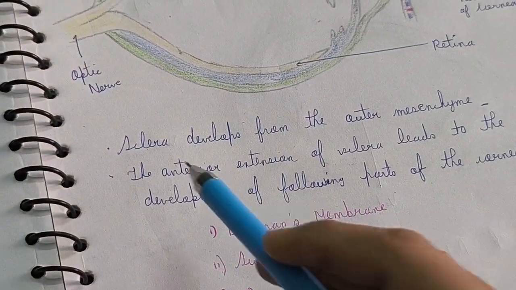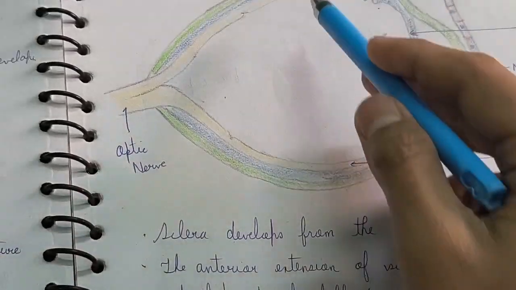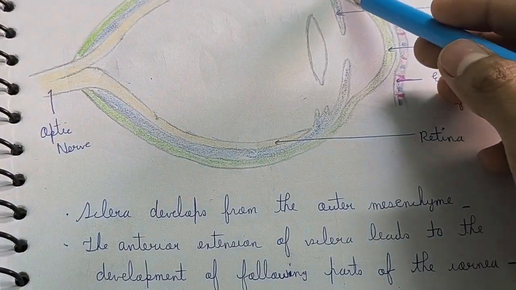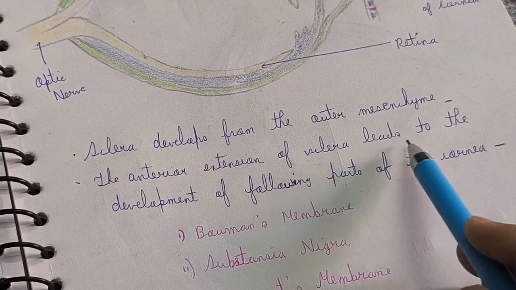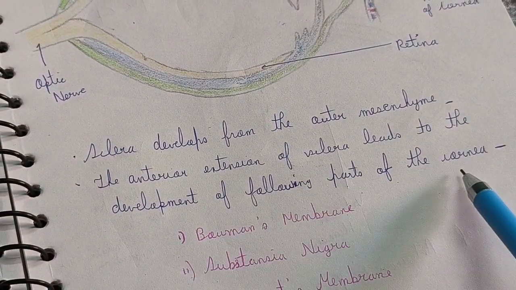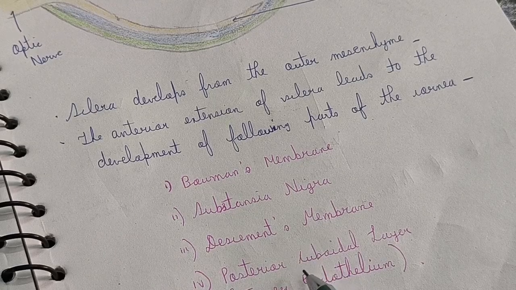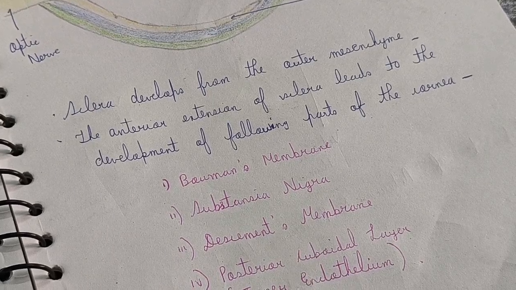Therefore, I have written that the sclera develops from the outer mesenchyme. And you can also see that the anterior extension of the sclera leads to the development of the following parts of the cornea: Bowman's membrane, substantia propria, Descemet's membrane, and inner endothelium.